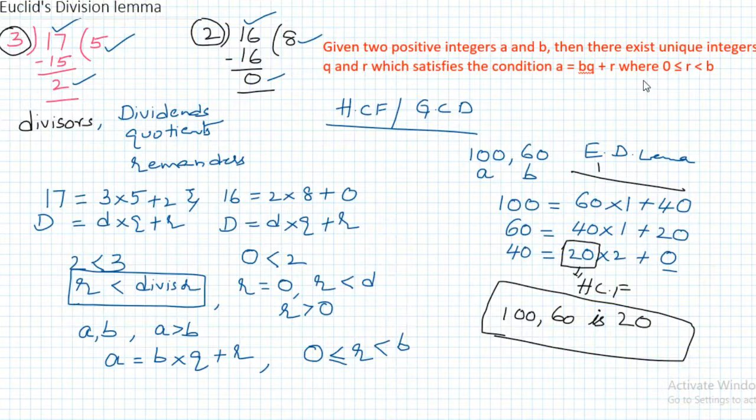So I hope you understand what is Euclid's division lemma, and this is the very first theorem in our chapter real numbers. So the statement is like this: given two positive integers A and B, then there exist unique integers Q and R which satisfies the condition A is equal to B into Q plus R, where 0 is less than or equal to R less than B. I hope you understand this one.